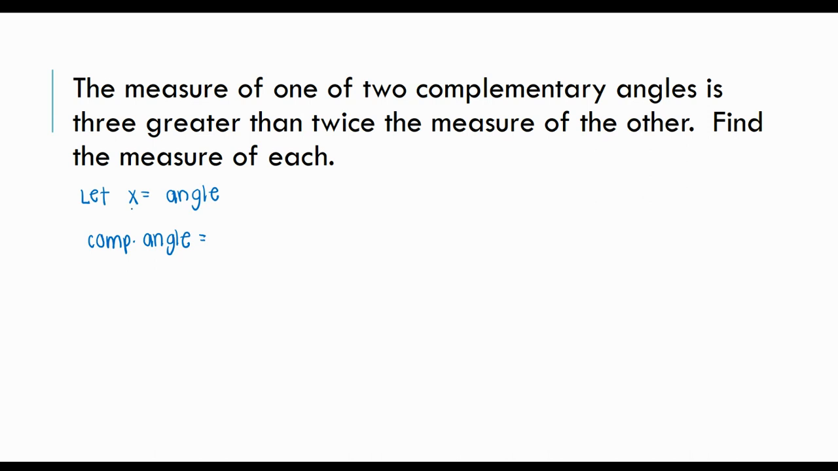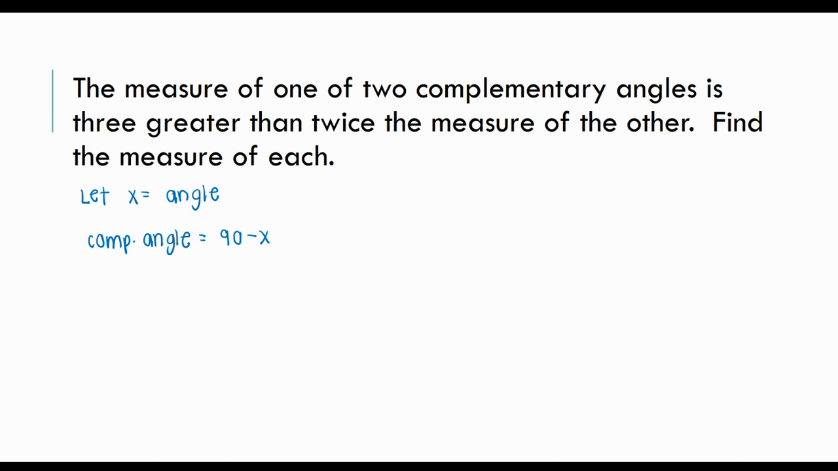So if I'm letting x be one of the angles, my complementary angle is going to have to be 90 minus x. So just an example, say one of my angles was 40. Well, then the complement would have to be 90 minus 40, or 50, because 40 plus 50 gets us back to 90. So that's what I mean. So one of my angles is x, then the complement is 90 minus x, because together they'll add up to 90. So if I have those two expressions, it once again says the measure of one of two complementary angles.